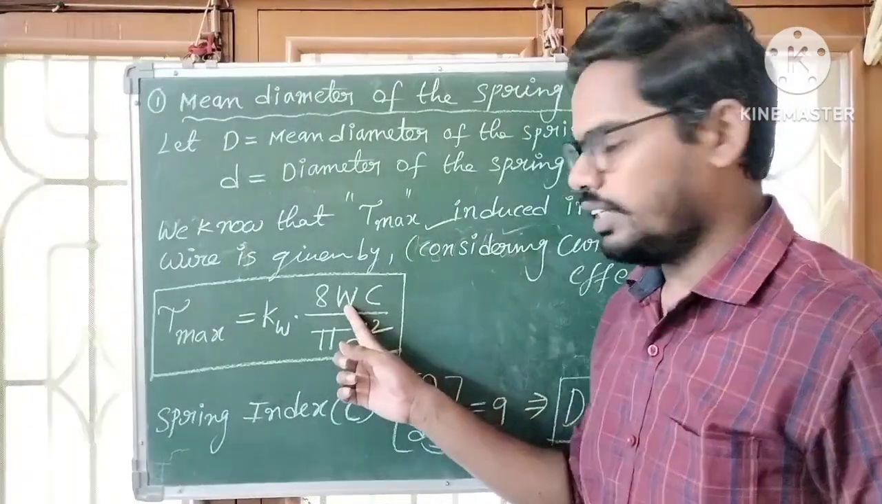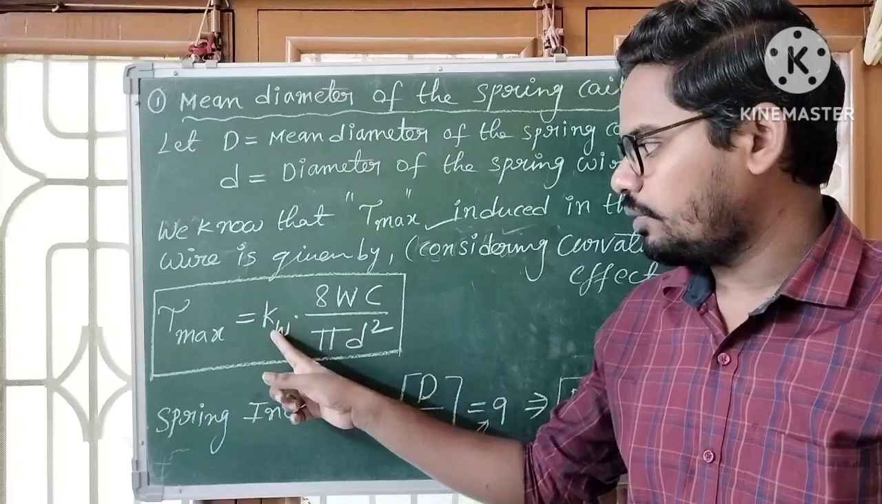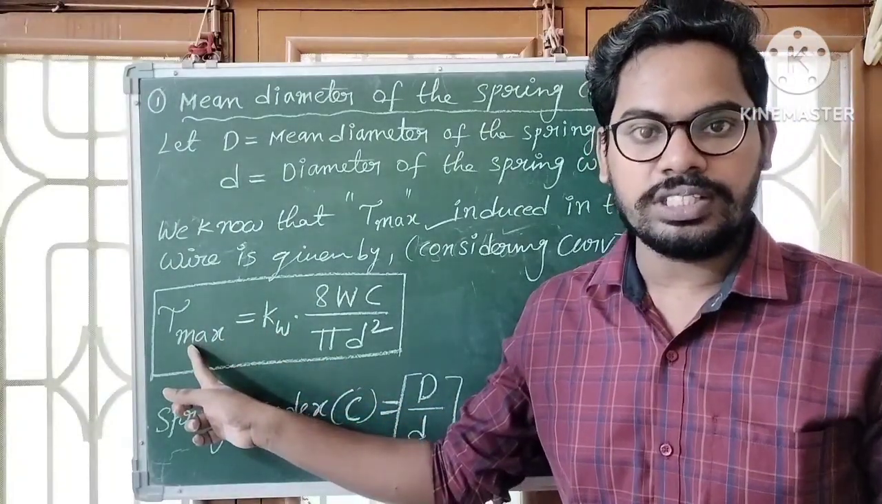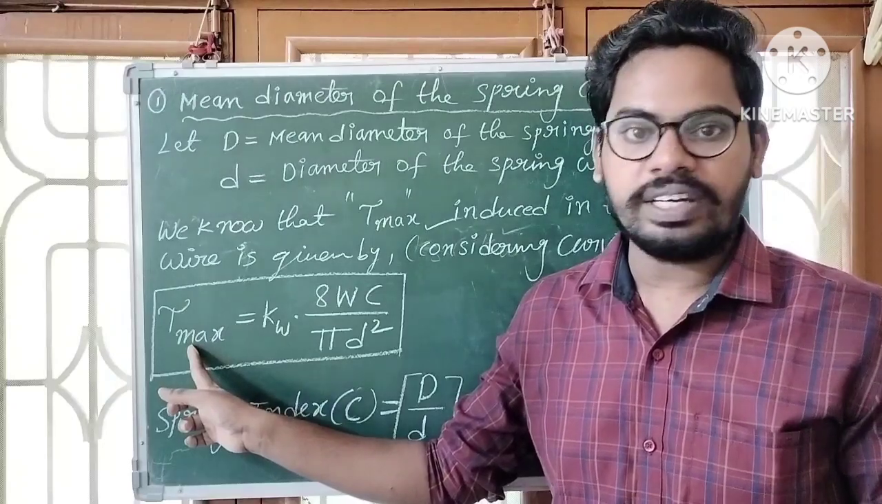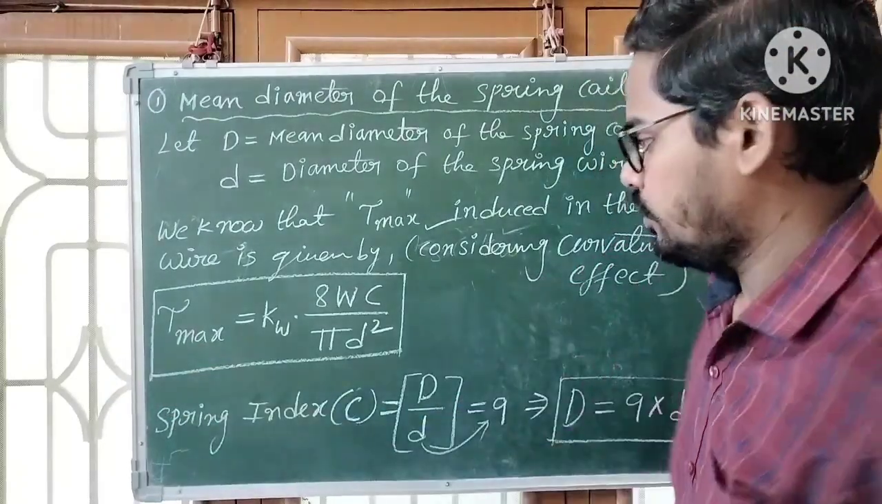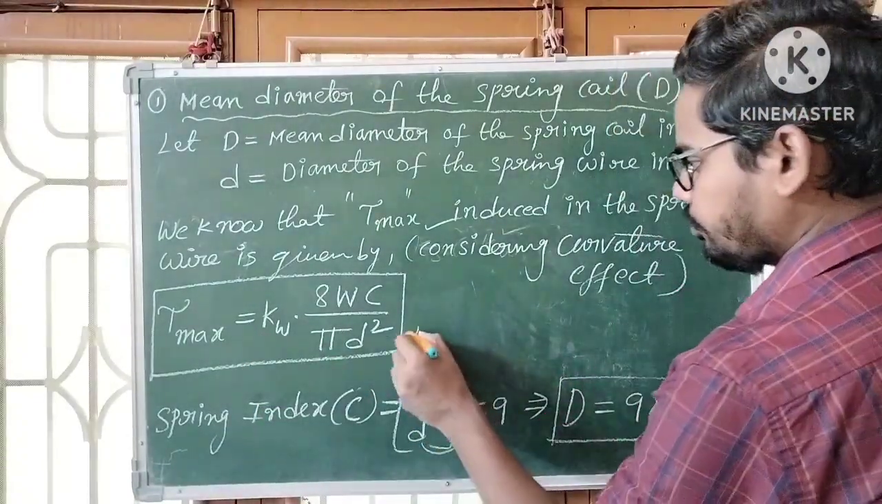Using this formula we can find the d value. So here W means axial load, Kw means Wahl stress factor, and tau maximum means permissible shear stress. Permissible shear stress is already given: 350 megapascals or 350 Newton per mm square. So here first we need Kw, the Wahl stress factor.